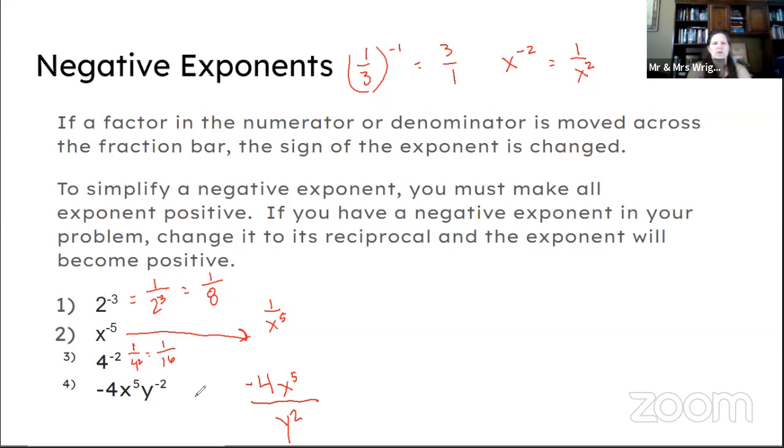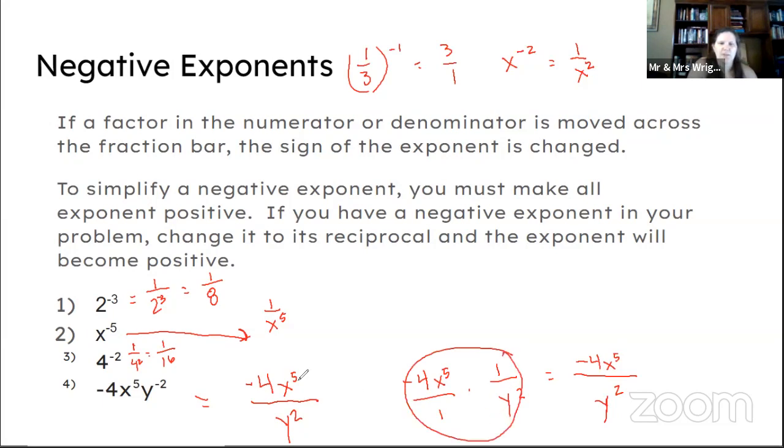Okay, so the reason this works is because it's -4x to the 5th over 1 times 1/y squared. And when you multiply fractions, you know that you just carry them all over. So it's -4x to the 5th over y squared. So that's how we get there. But you can, generally speaking, skip this step and just go ahead and write it on the bottom.